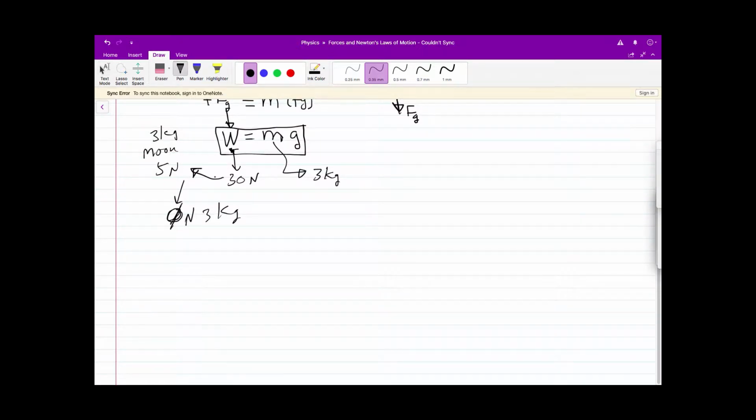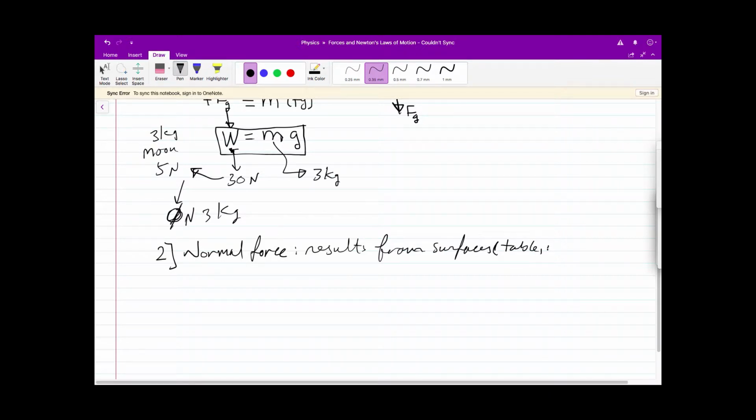The second force that is important to learn about is called the normal force. Normal force results from surfaces. If you want to think about a surface, like maybe a table, wall, I don't know, road, and many other examples for that.